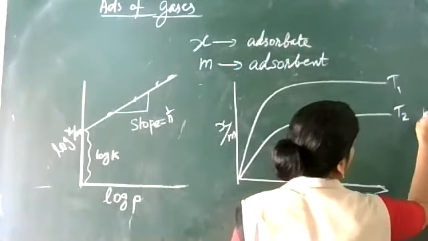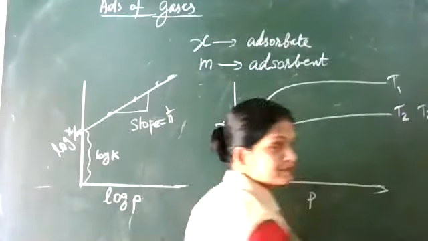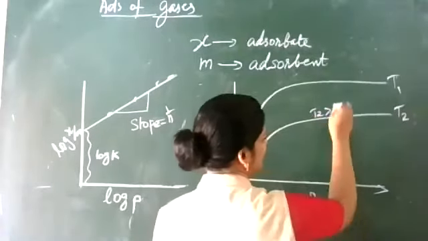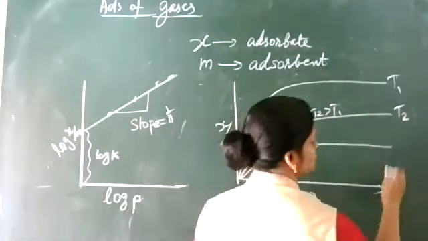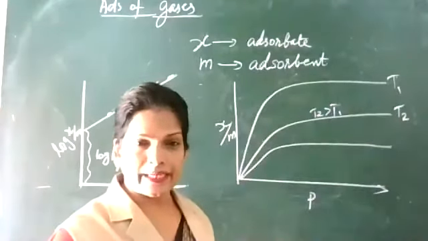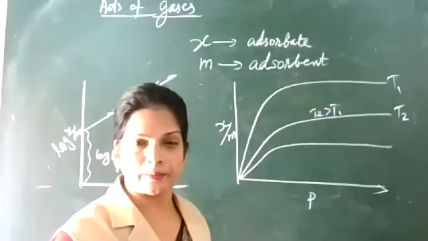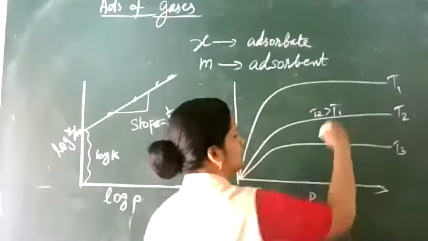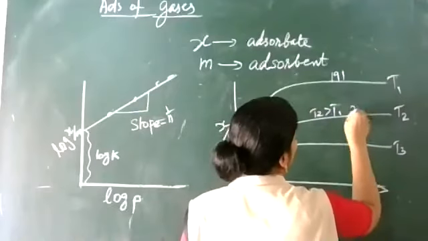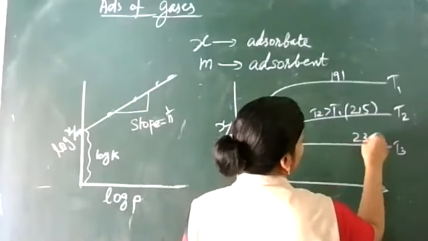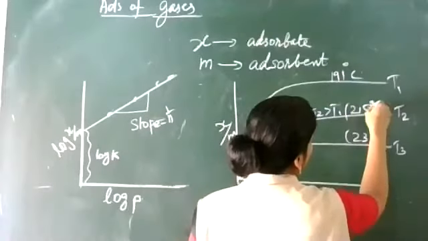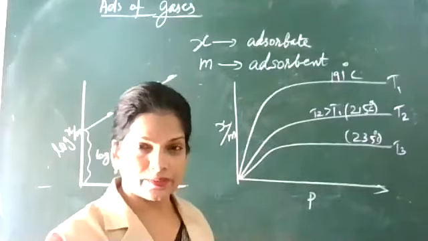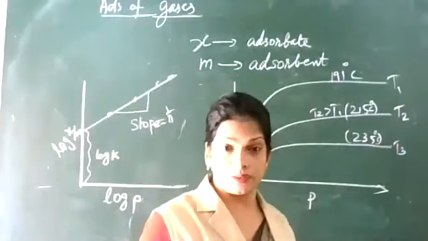Even T2 is greater than T1. If you again increase the temperature, and suppose at a higher temperature you are doing this measurement of P and X by M and you are plotting a graph, T3. As the temperature increases, for example 191, 215, 235 degrees Celsius, adsorption decreases.